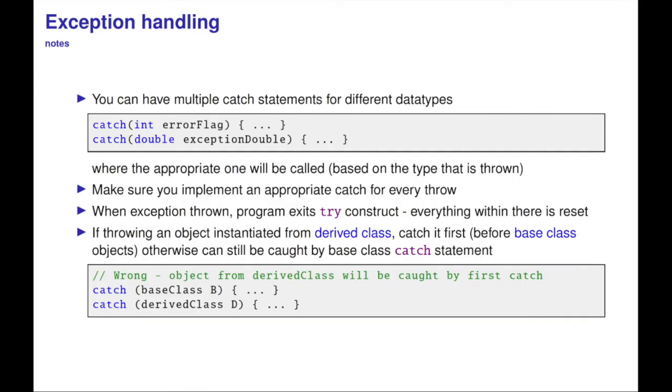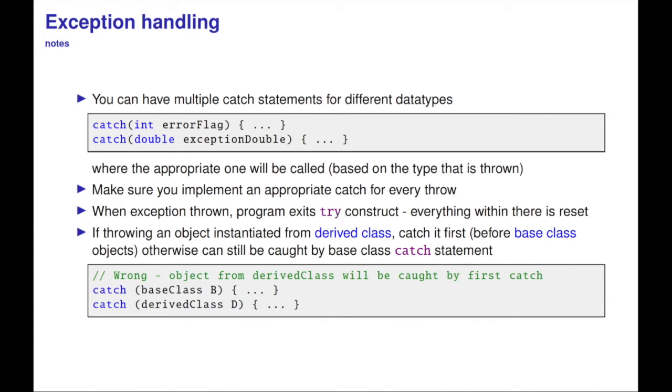You can have multiple catch statements. Suppose there's more than one type of error, I could have an error flag, I could have an exception double, where the appropriate one will be called based on the type that is thrown. So if I throw an integer, it would catch the first one. If I throw a double, it would catch the other one. And if you have multiple throws, you may well want to implement a catch for every single option, or even a default one. There's a catch with 3 dots in there, which allows you to catch anything. When an exception is thrown, the program exits the try construct, everything within there is reset.